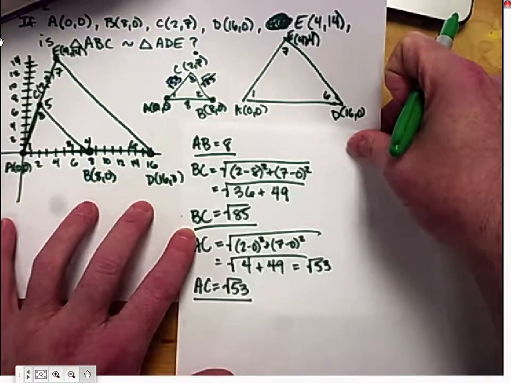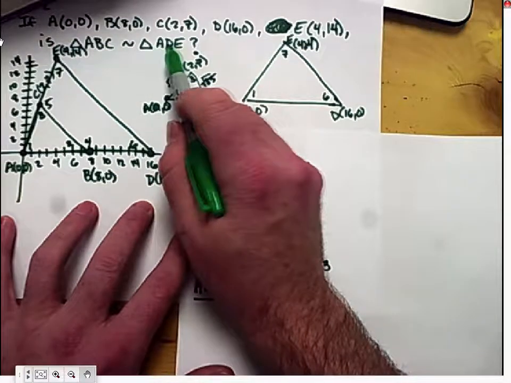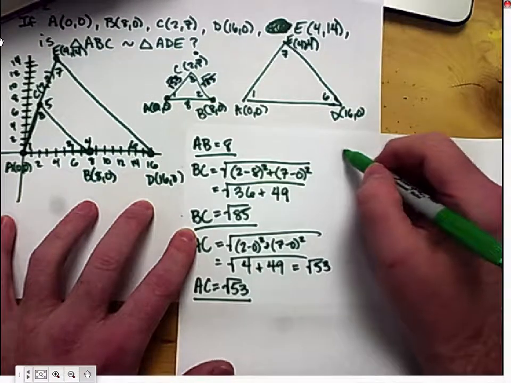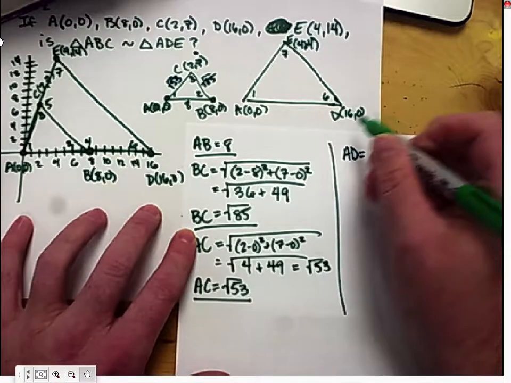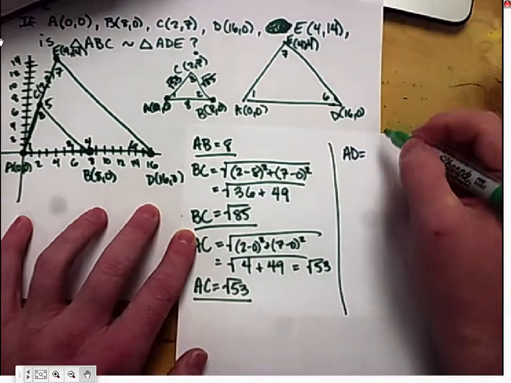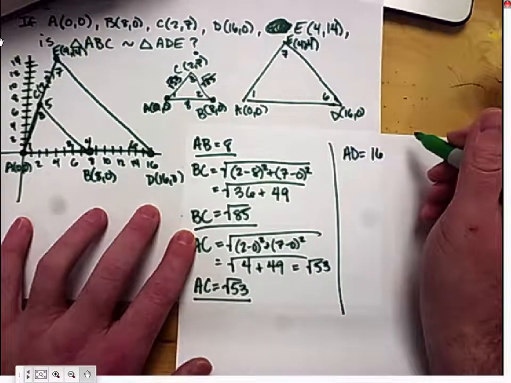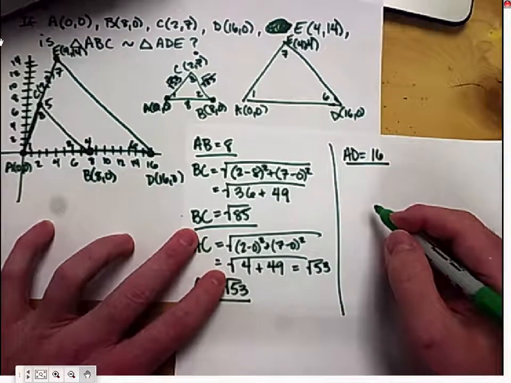What on the big triangle would correspond to AB? It would be AD. Now what is AD? That's one you can just count. It's from 0, 0 to 16, 0. So it's 16. If you forgot that, you could use the distance formula. It would be fine.